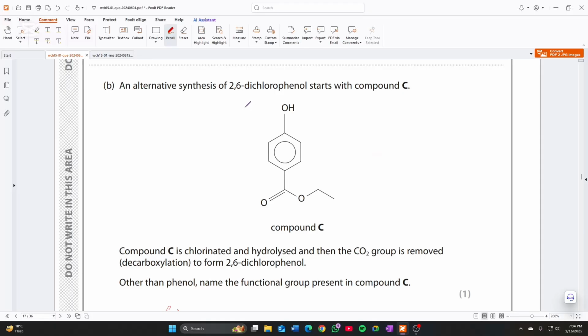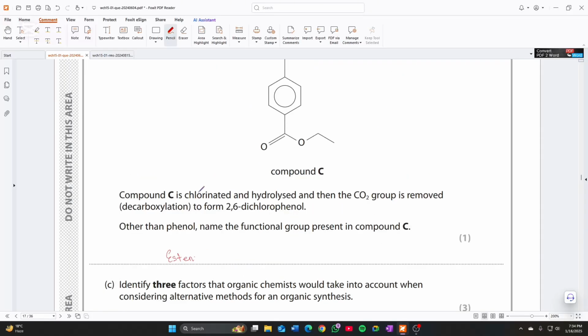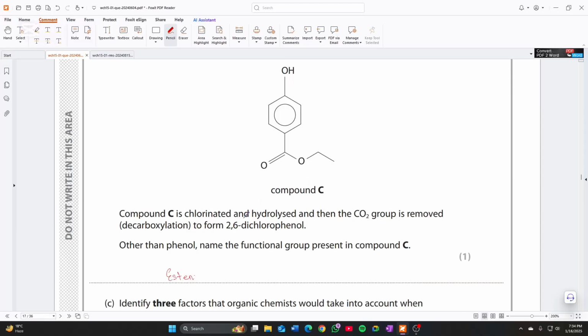An alternative synthesis of 2,6-dichlorophenol starts with compound C. Compound C is chlorinated and hydrolyzed, and then the CO2 group is removed by decarboxylation to form 2,6-dichlorophenol.